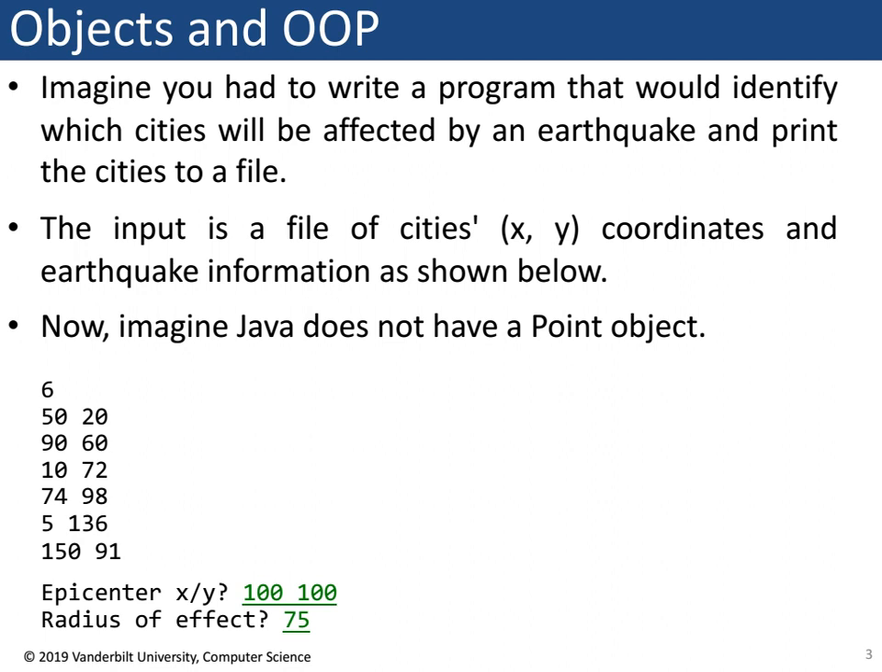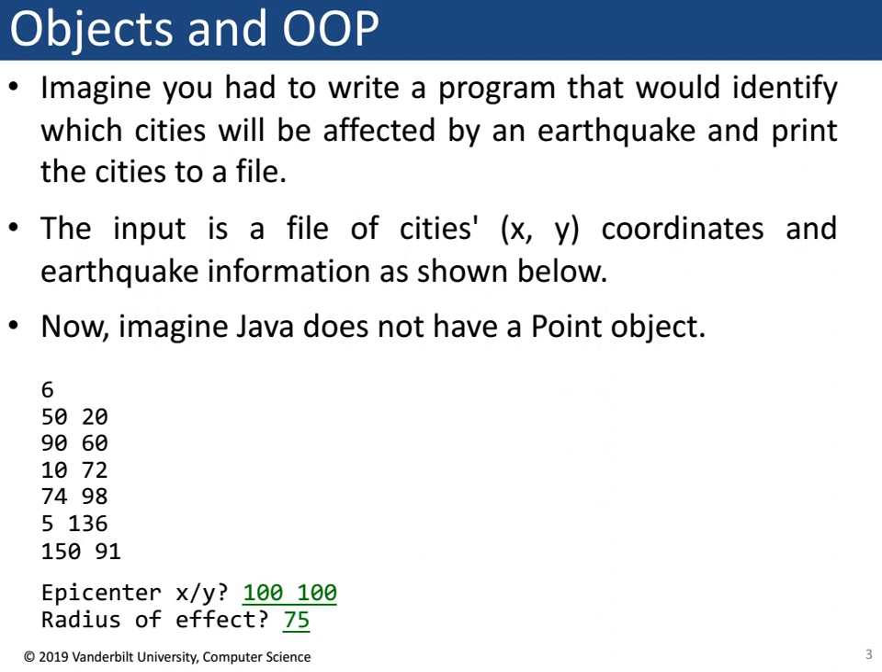So imagine we were having to write a program that would be able to identify which cities were going to be affected by some earthquake. And all these cities are stored in an input file. And we're going to feed this input file into the program. And the program's going to say, of these cities, the following will be affected. The output might look something like this.